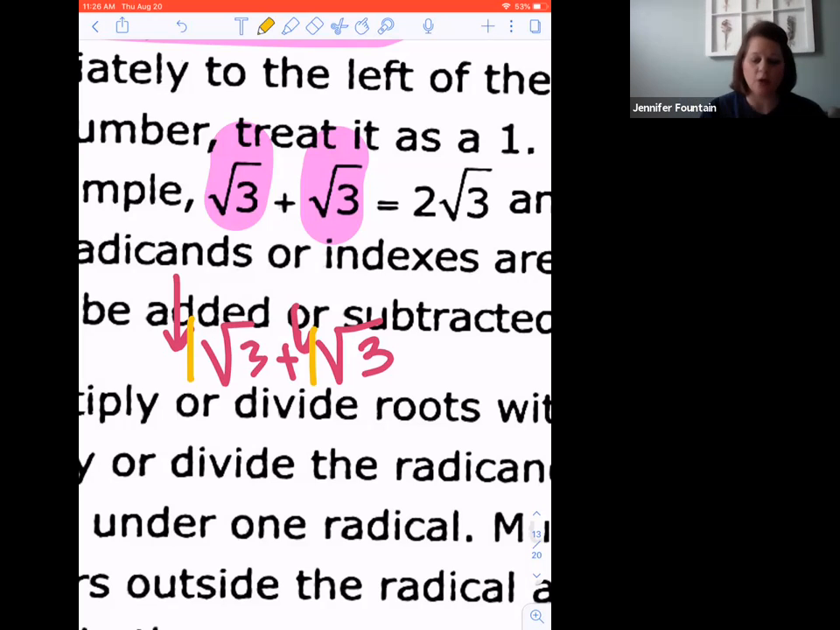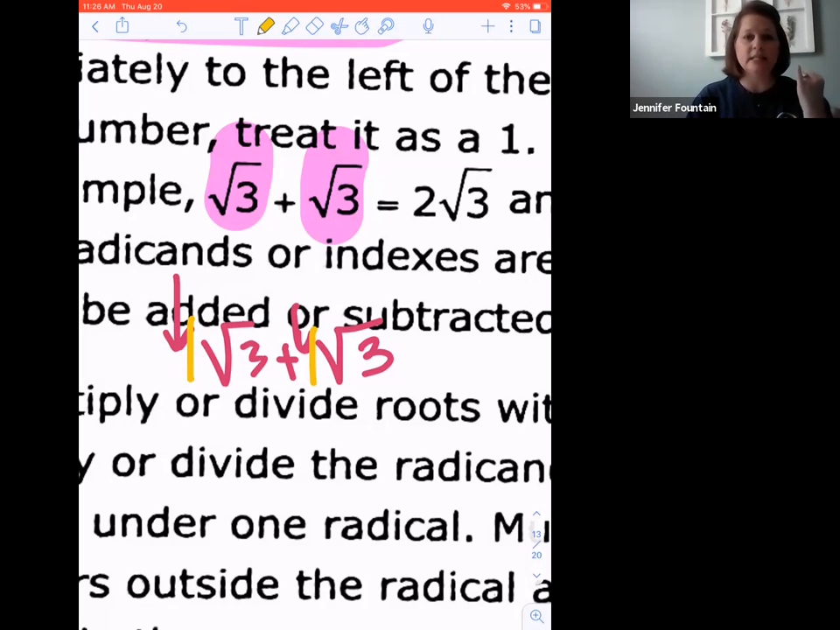Okay, so we just left off where we were talking about if I have a problem where I'm adding square roots or cubed roots, or we could even have fourth roots or 100th roots, whatever that little number is, that index that goes above the radical sign.